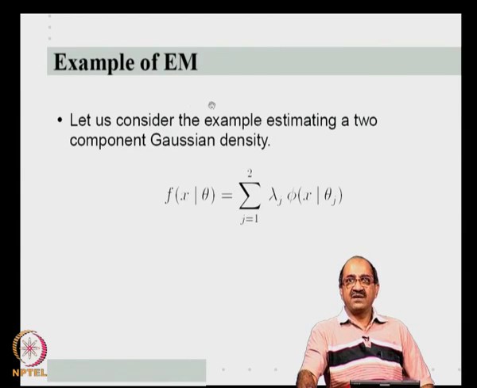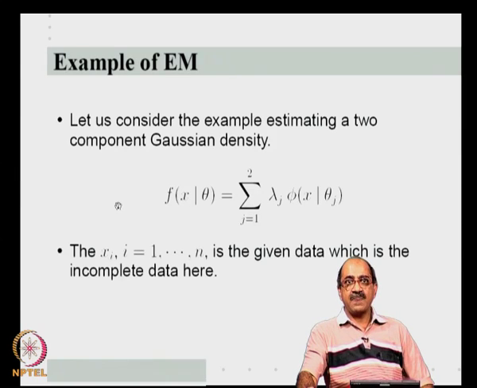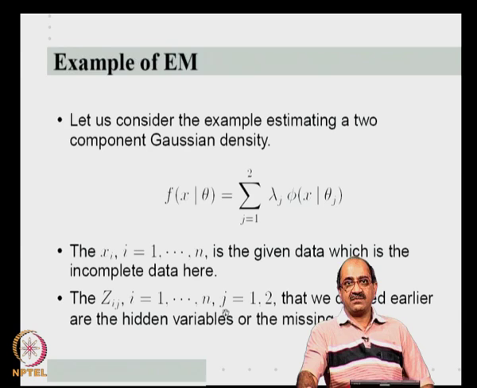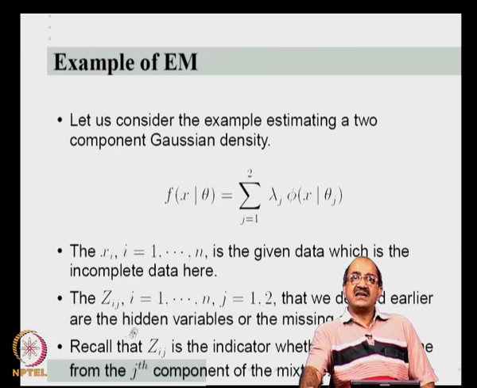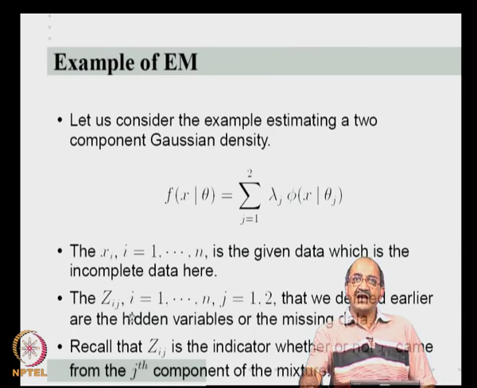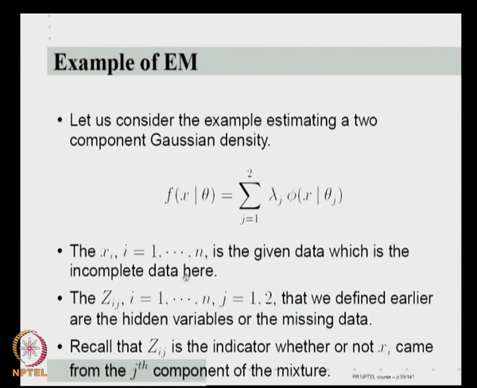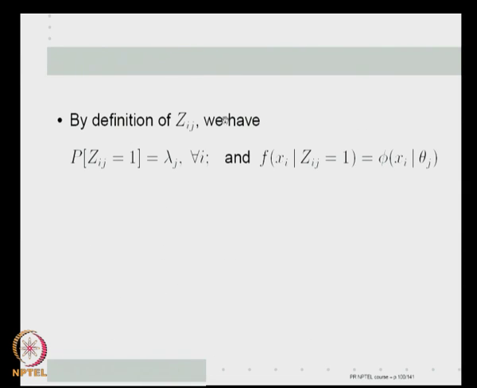This is our given data model, this is how our incomplete data is generated. So, xi is the given data which is the incomplete data. The zij's that we have defined earlier are the hidden variables or the missing variables, and xi, zi constitute the full data. Now, recall that zij is an indicator of which of these j component densities xi comes from. So, by definition of zij, probability zij equal to 1 is lambda j, that is, xi coming from the jth component has probability lambda j, and conditioned on zij equal to 1, the density of xi is the jth component density.